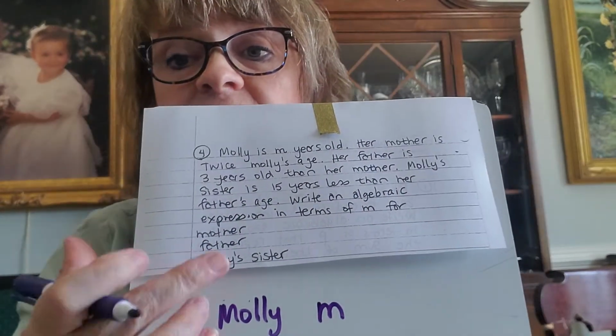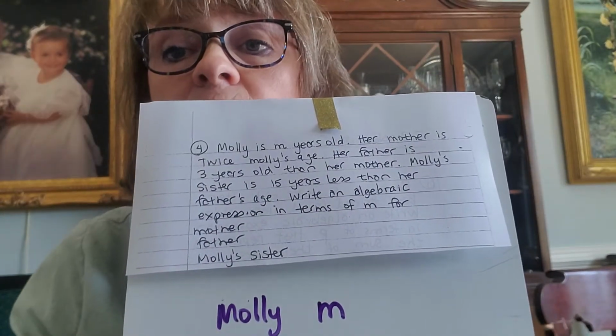Number 4 talks about Molly. So let me read it to you. It says, Molly is M years old. Her brother is twice Molly's age. Her father is 3 years older than her mother. Molly's sister is 15 years less than her father's age. And they want you to write an expression in terms of M for the mother, the father, and for Molly's sister. But the very first sentence says Molly is M years old. So the very first thing, even though they don't ask for it, is for me to define Molly. Molly is M years old.